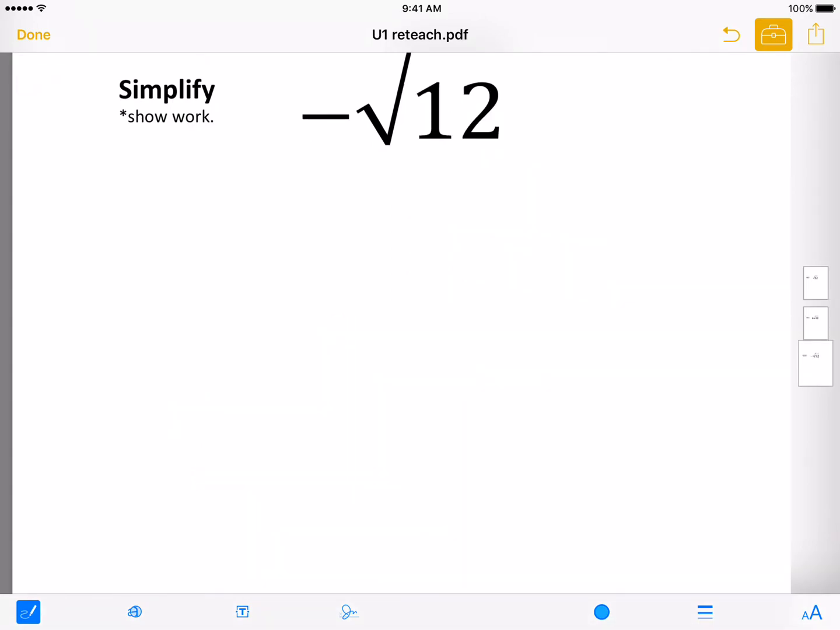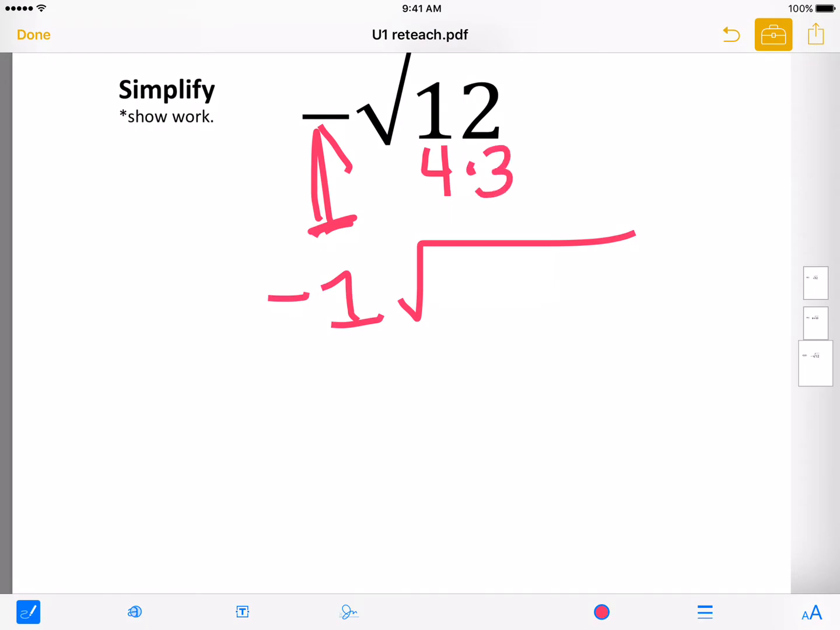Last one. Square root of negative 12. What's important here is the fact that out front, this right here indicates a negative 1. Square root of 12 breaks down into 4 times 3, 2, 2, and 3. That is what goes underneath my root.